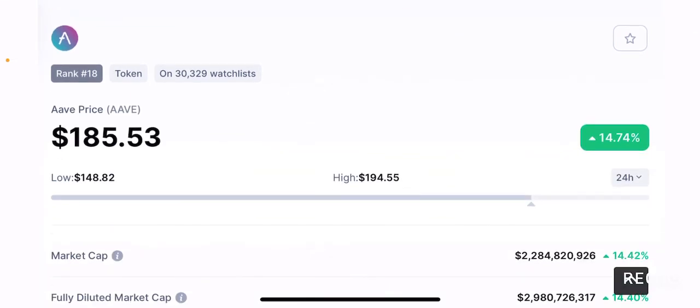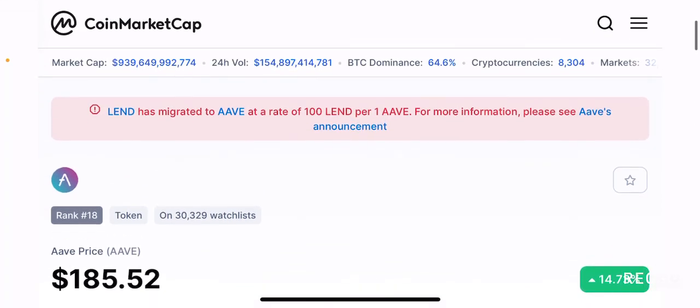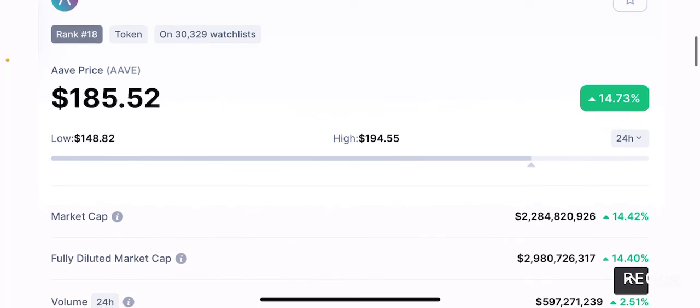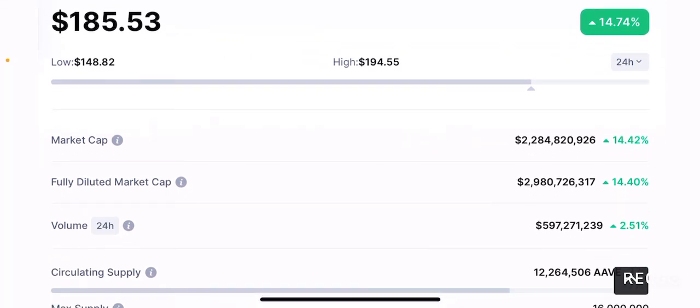Again, I'm not going to recommend, I'm not going to tell you what to do. You guys need to do your own research before you put your money on this token. But if you ask me, I would definitely hold this token. This is a long-term hold for me. I would hold it for 5 to 10 years.